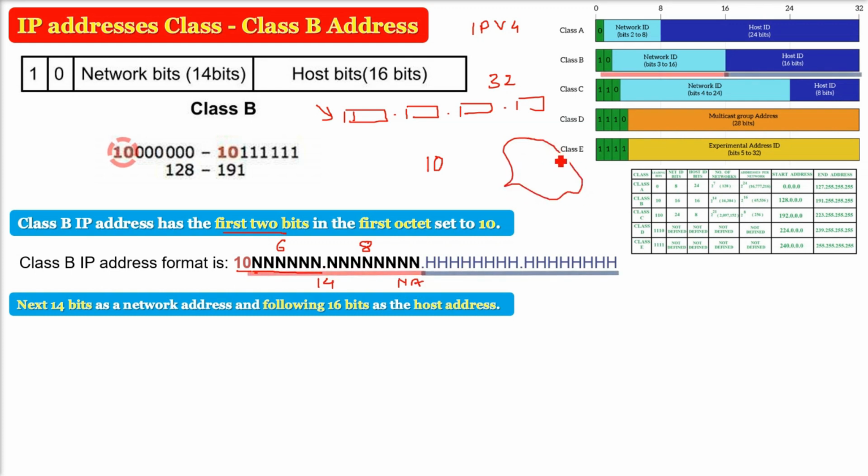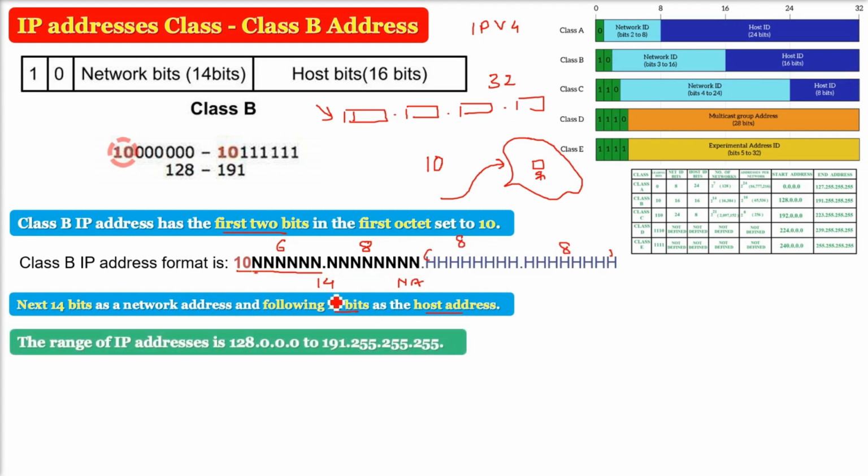Please remember, there can be millions of networks. So first we have to find the network, and then we have to find the actual computer or system inside that network, that is called the host. So these 14 bits are the network address in the class B address, and from here to here, these 16 bits are indicating the host address.